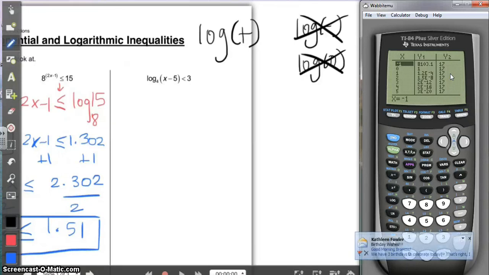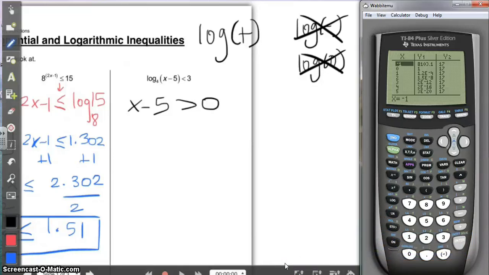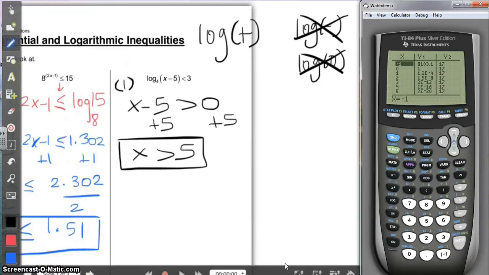So the x minus 5 should be greater than 0. This is the first thing that you should do. This is your special consideration. So you add 5 to both sides. It means that x should be greater than 5. You do that for the log because log can never have a negative on the inside.